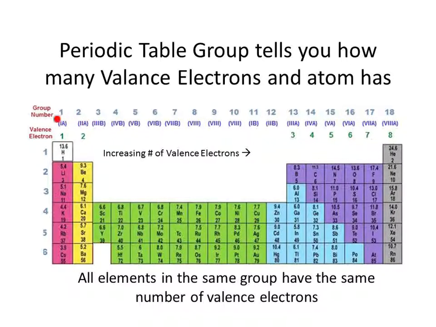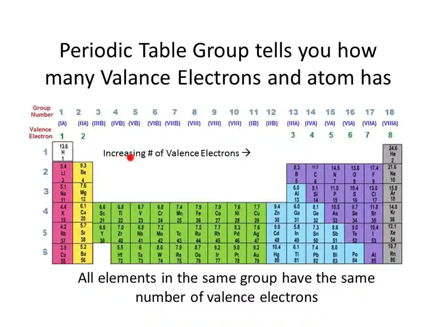Now here are the valence electrons right here, right? And you can see that there's a pattern, right? 1 and 2, 3, 4, 5, 6, 7, 8. So when you're above 10, you're just going to subtract 10 from the group number, and that will tell you how many valence electrons. So for example, group 13, subtract 10 from that, you get 3. Group 14, subtract 10 from that, you get 4.